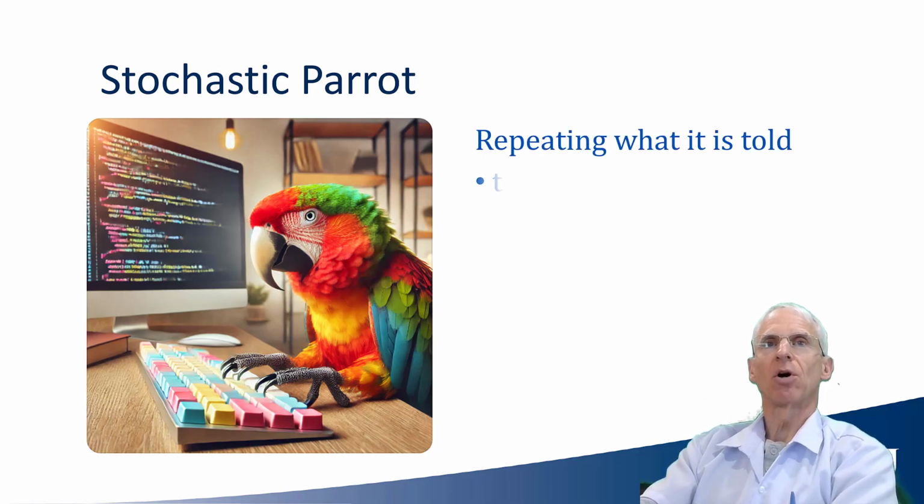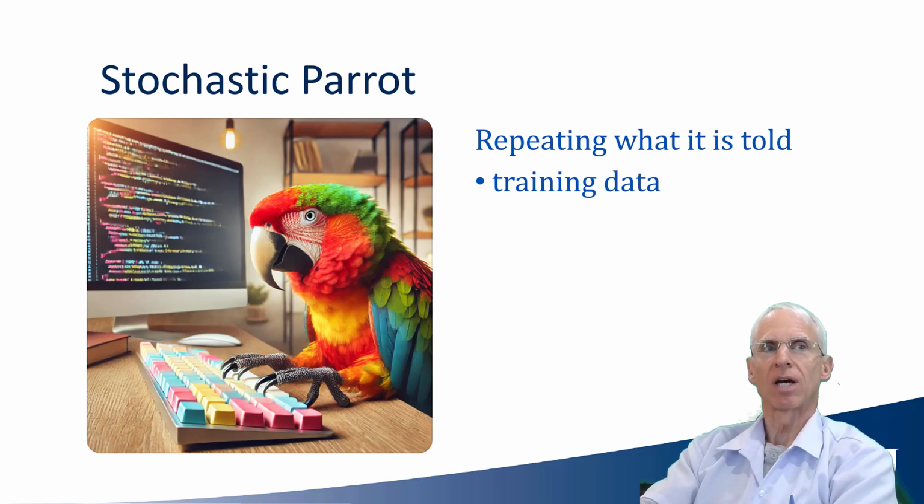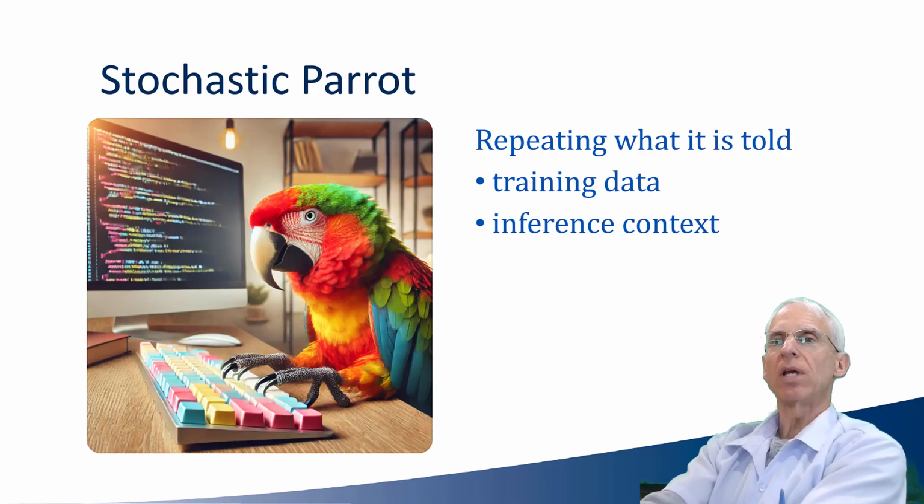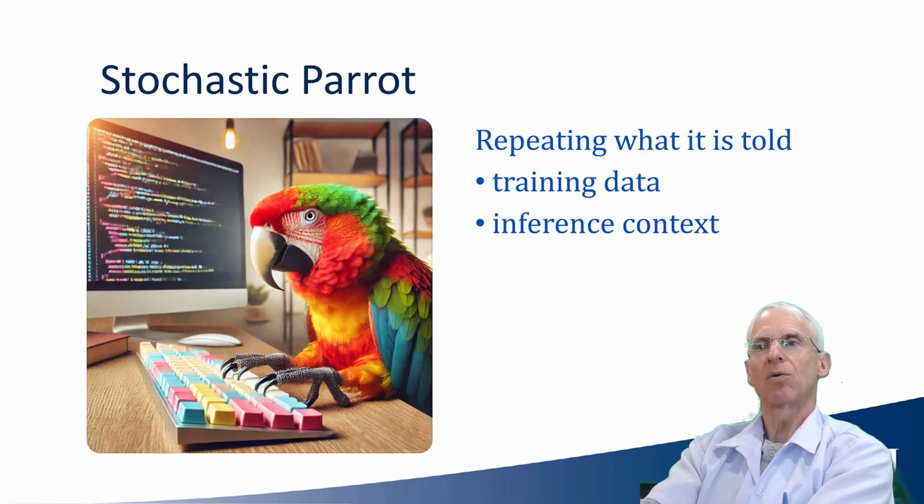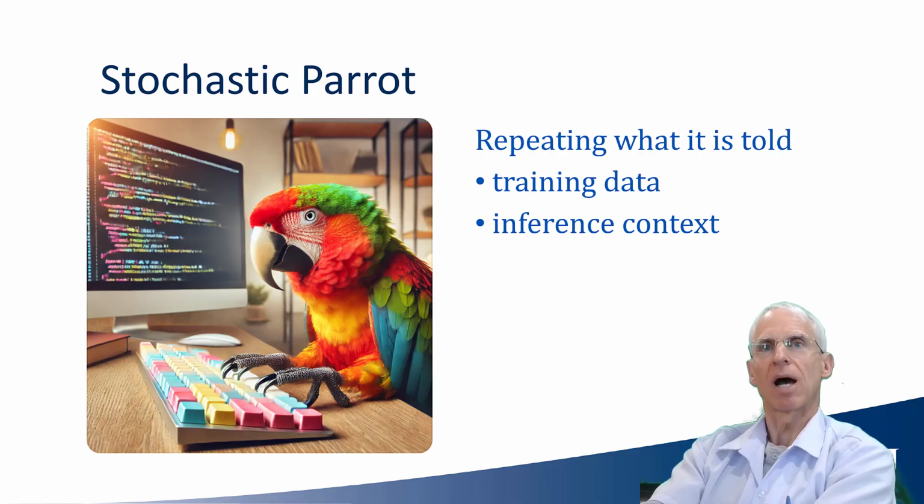They repeat what they're told based on their training data, meaning the information they were given at the time the AI models were trained, and also the inference context. Again, we'll come back to this in the next video, but it's the idea that at the time we use the AI models, we give them some context. We give them some information that they're able to then synthesize, extracting the relevant parts that we need.